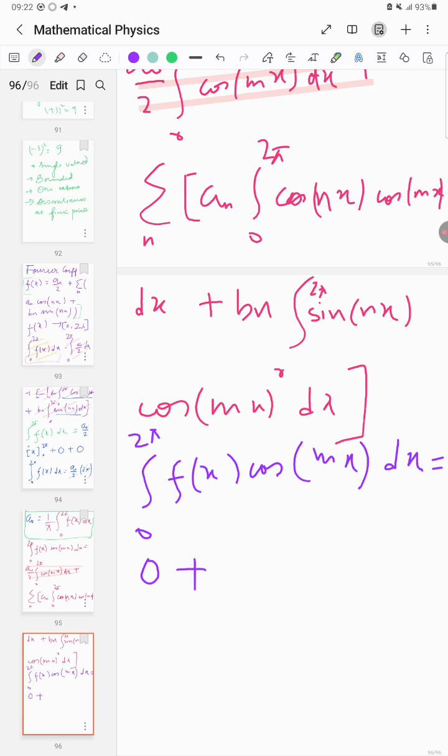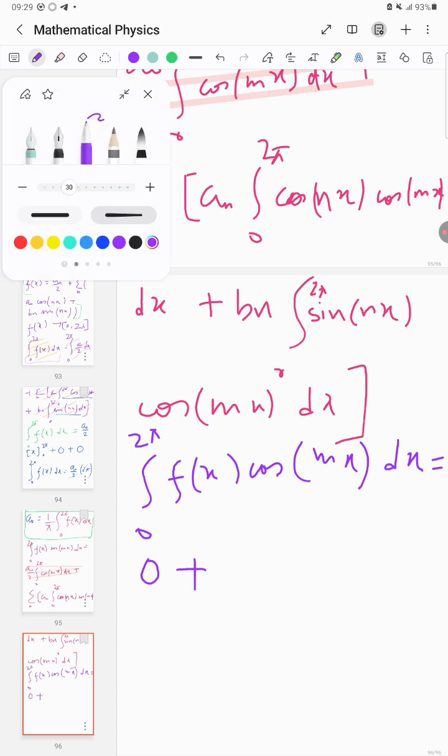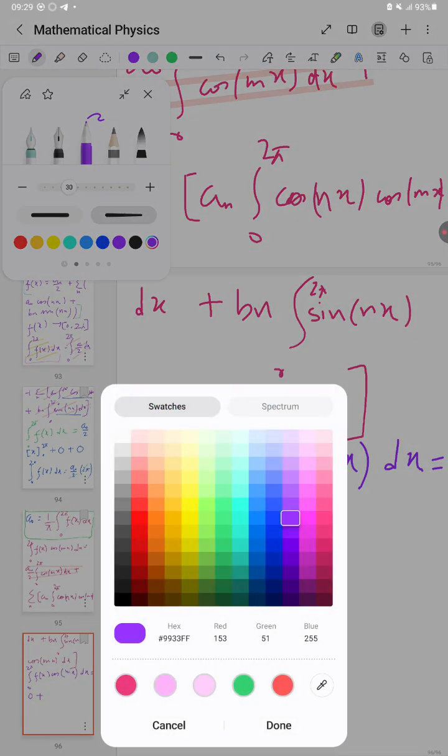Now comes the second term, right? If you can see, the second term contains cos nx and cos mx integrated over the interval 0 to 2 pi. To evaluate the second term, let us first break it down. I'll do it in a different color because this actually needs time to explain. So let me just change the color for the time being. This was violet, right?